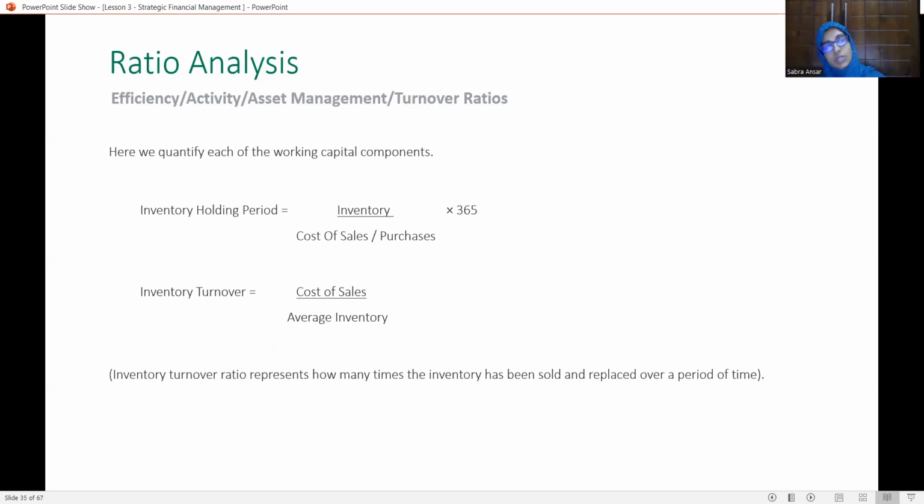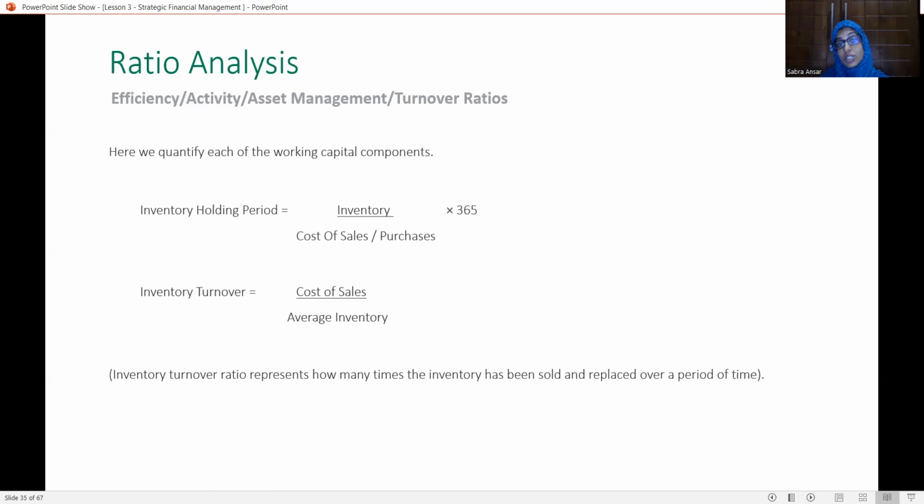Now, we will be moving towards the efficiency ratio, or the asset management or turnover ratio. For that, there are two particular methods that are being used. One is called inventory holding period, where the inventory is divided by the cost of sales or the purchases and multiplied by 365 in order to understand how much time it takes for the cash to stay as inventory.